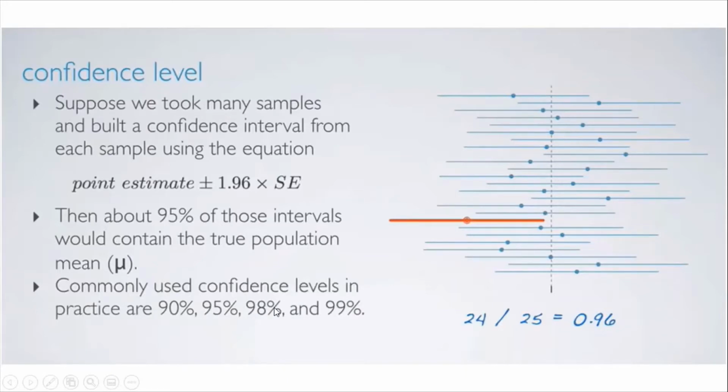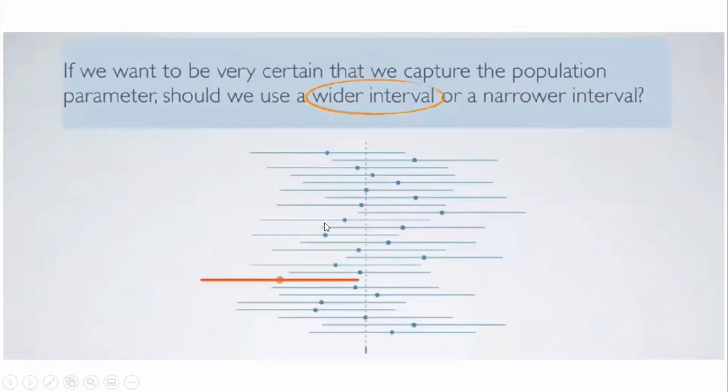When you decrease the confidence interval, you will have a smaller sample size. So if we want to be very certain that we capture the population parameter, should we use a wider interval or a narrower interval? The point of having a confidence interval is we want to capture the true population parameter.